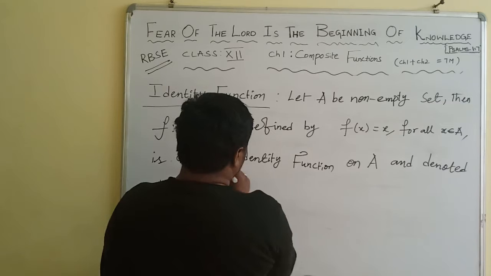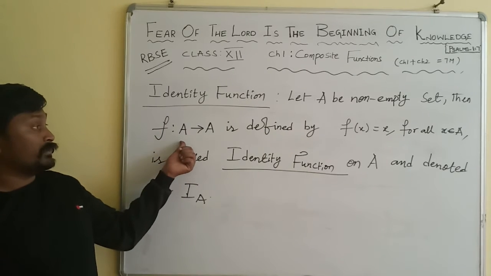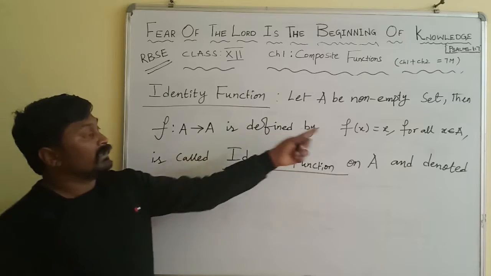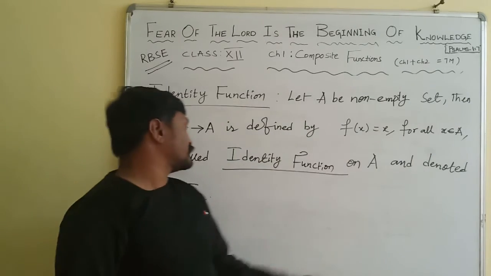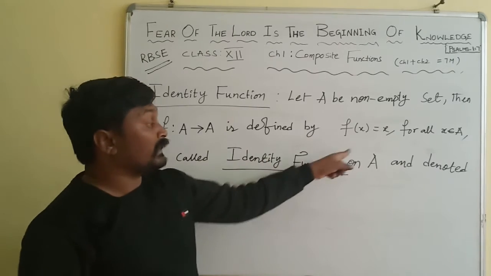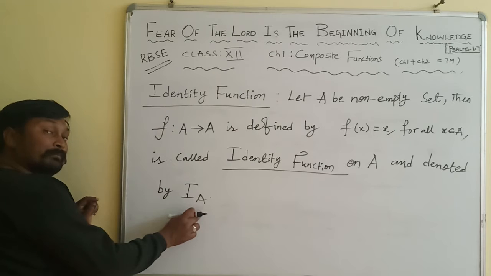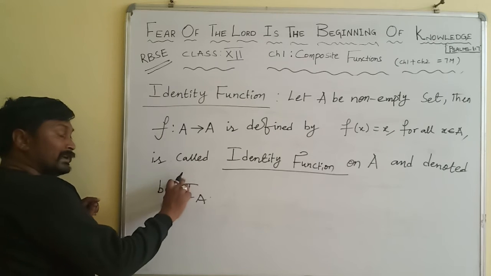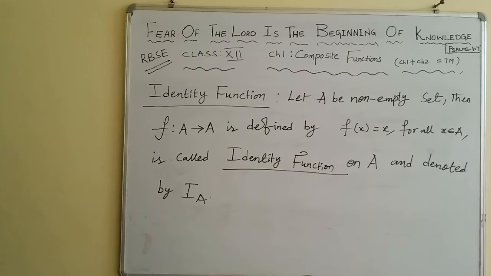So identity function means f maps A to A is defined by f of x is equal to x for all x belongs to capital A, is called identity function on A and denoted by I suffix capital A, meaning I is the identity function on A. I think you all understood what is identity function. Now let's move on to the next.